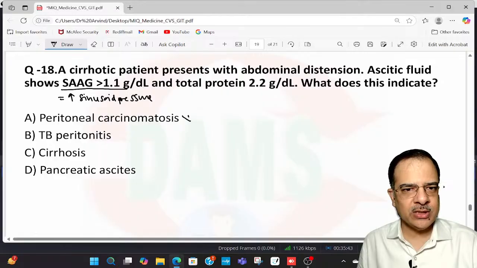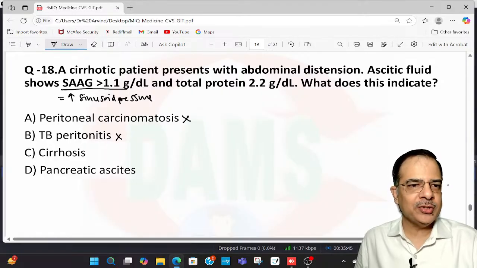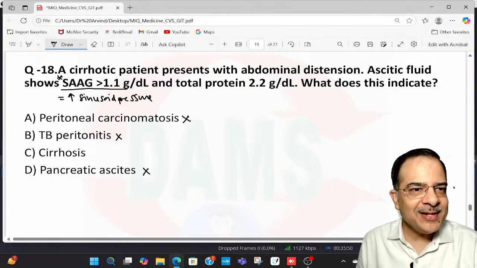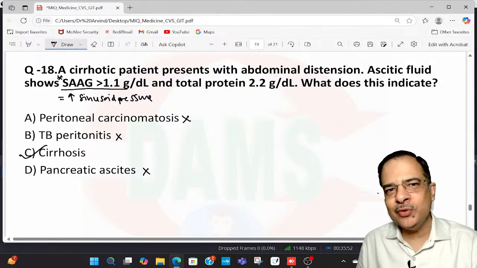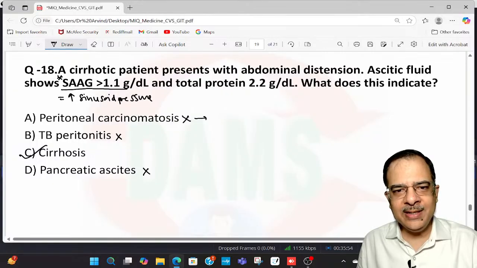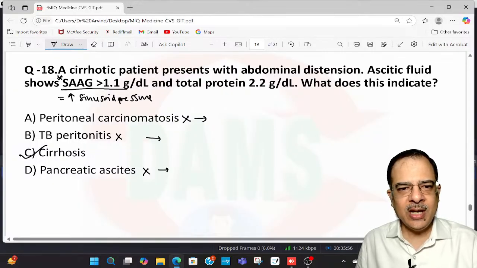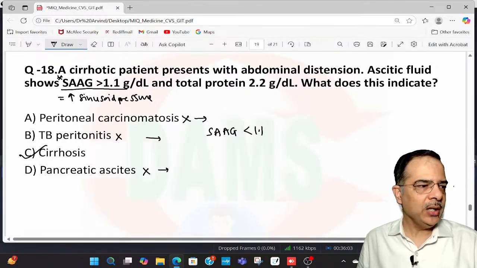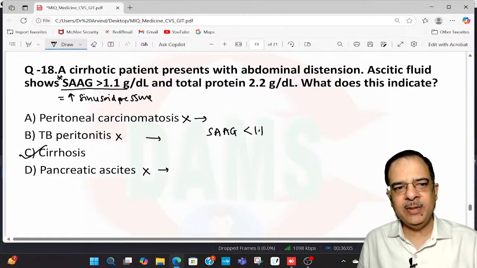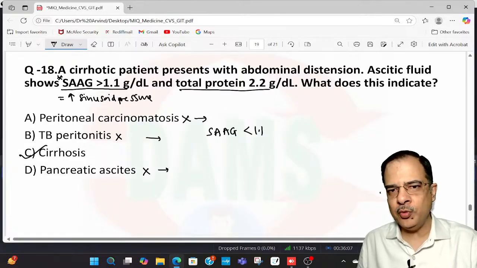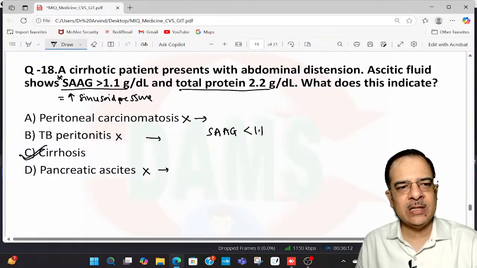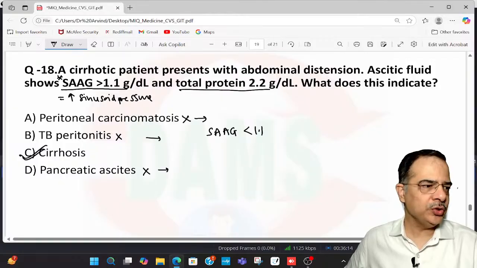Peritoneal carcinomatosis is ruled out, TB peritonitis is ruled out, and pancreatic ascites is ruled out. So even with a single investigation, you can make a diagnosis of cirrhosis, because in all three conditions SAAG is less than 1.1. So therefore the answer will be cirrhosis. Yes, if you do a total protein and it will be less than 2.5, that further favors cirrhosis, yes.